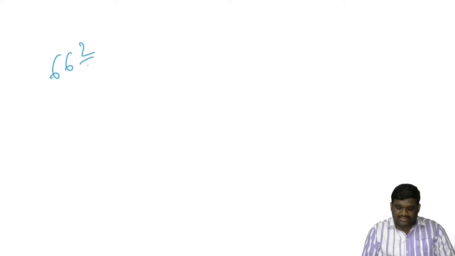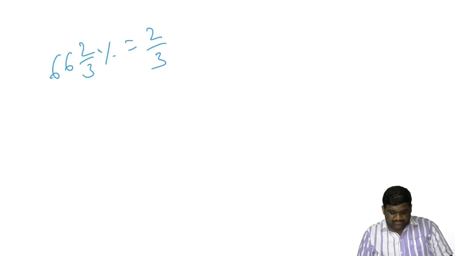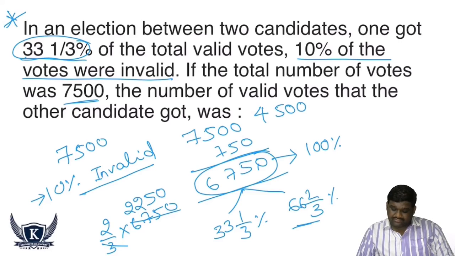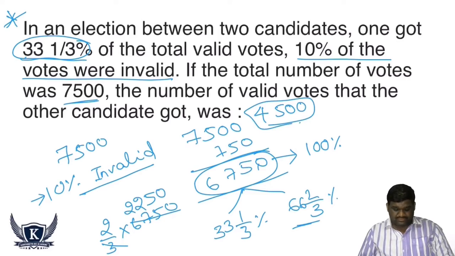66 2/3 is nothing but 2/3. I have already discussed earlier. So our answer will be 2/3 into 6750. 2 into 3 is 6. So my answer is 4500. So the other candidate got 4500 votes out of 6750 votes. So moving on to the next question.